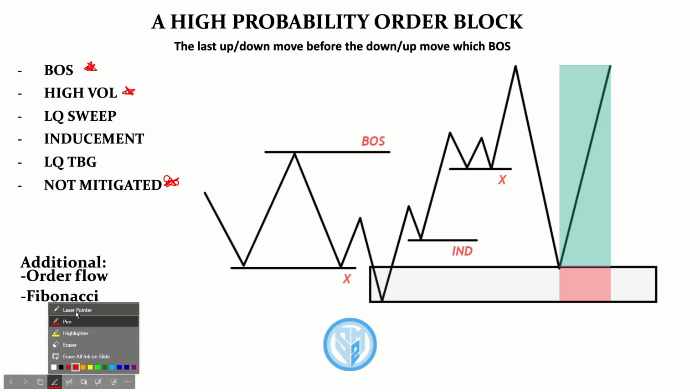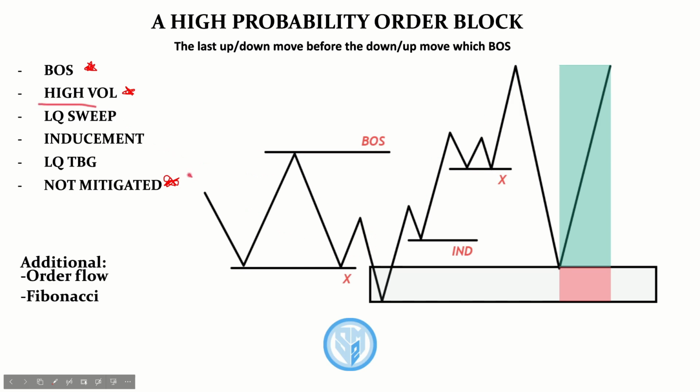And the other rules are new rules which I use in order to find high probability order blocks. So first things first is of course the break of structure, which is an essential rule. Price has to have broken structure in the desired direction so that we know the order block is valid.